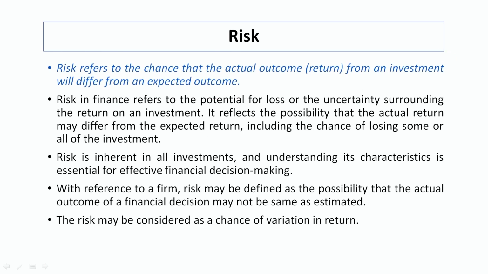Now, coming to the concept of risk. What is risk? In general terms, it is a variability from the expected return. So, if you are expecting 13% return and you are getting 12% return, that means there is a risk associated with the instrument. Risk refers to the chance that the actual outcome or return from an investment will differ from the expected outcome. From our previous example, we are expecting 13% return from the instrument and we are getting 12%. So, there is a risk associated with the instrument.